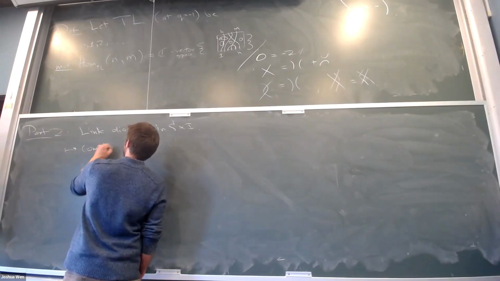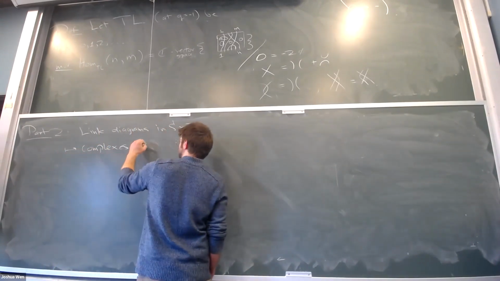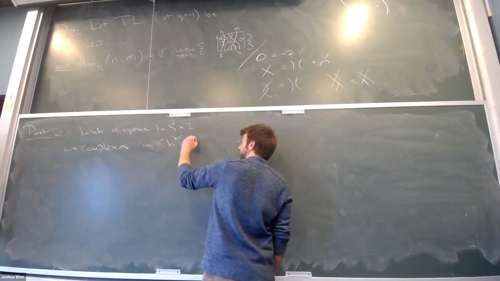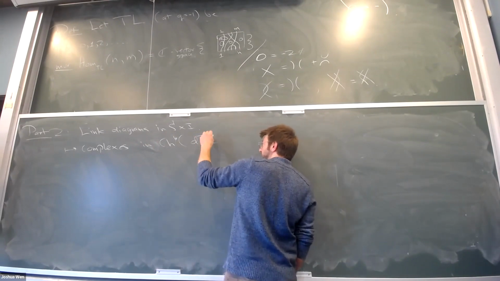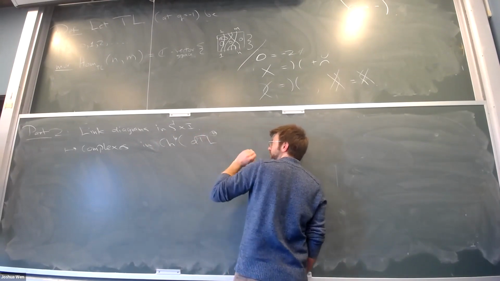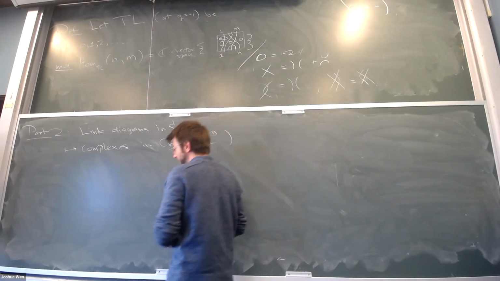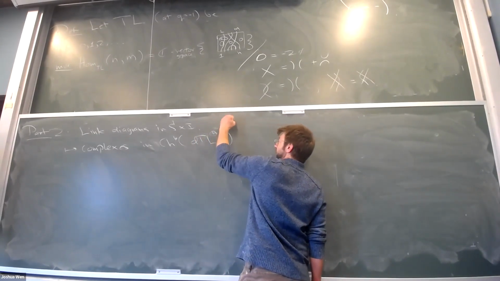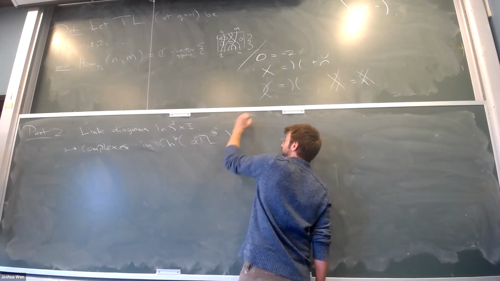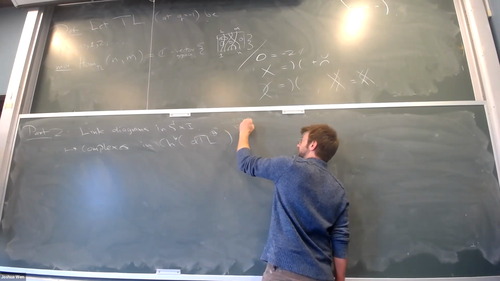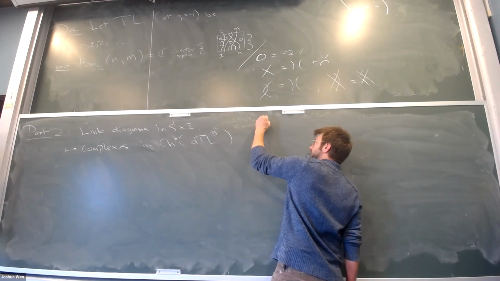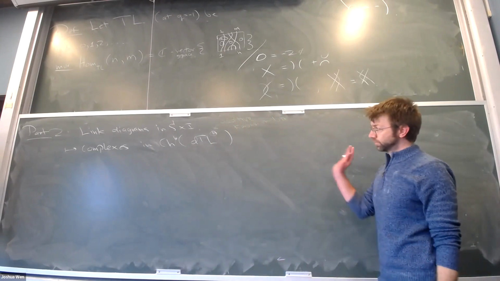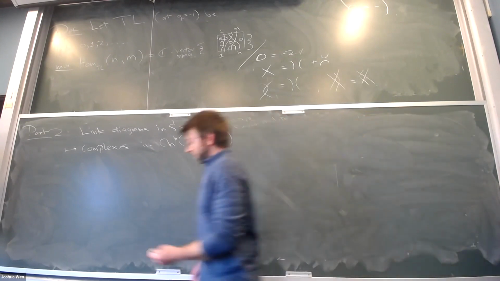I'm going to tell you how to build a chain complex. It'll be a bounded chain complex of objects in DTL, and I will allow myself to take formal direct sums and grading shifts of objects. So this is the additive Karoubi envelope: throw in direct summands, throw in direct sums, throw in grading shifts.